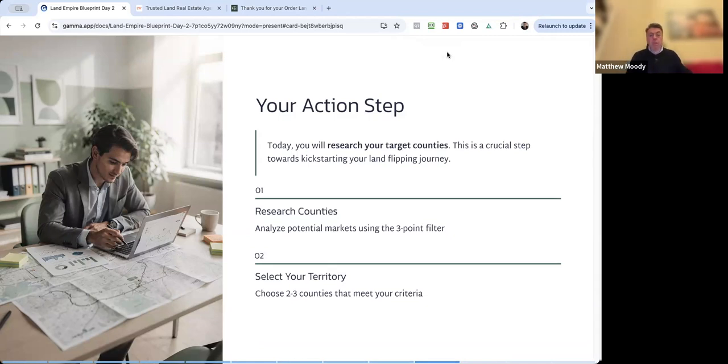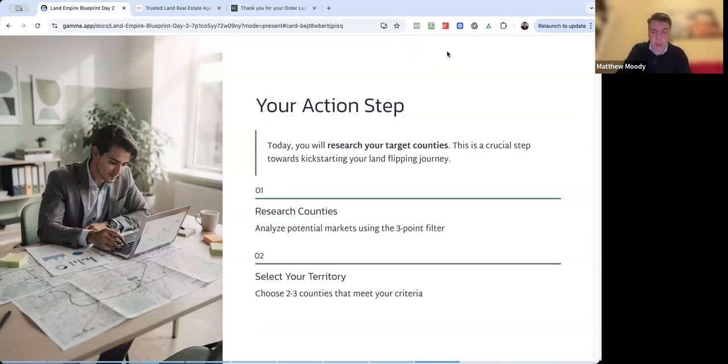Today is all about doing some research. Using LandWatch, I'd like you to go and look at some counties and select at least 2 to 3 counties that meet your criteria. Remember, your criteria can be anything you wish. I know we've got some people on the call that were interested in Florida. Other people may not really care where they go, but are more interested in particular units, larger, smaller, it doesn't really matter.